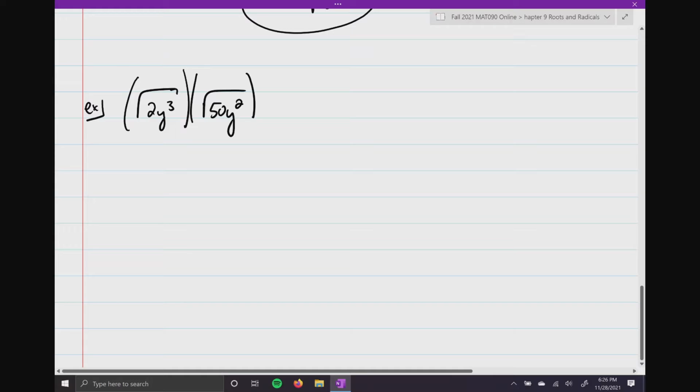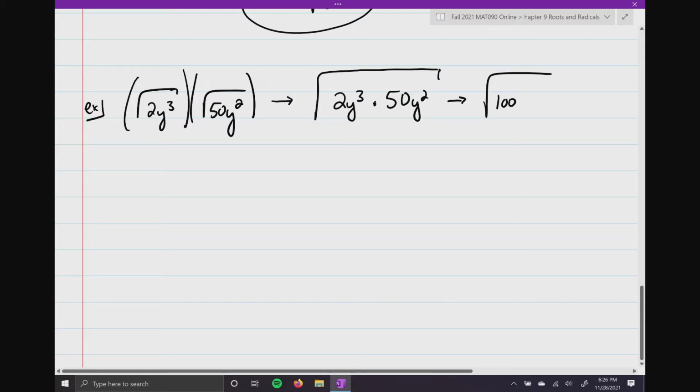Now, this problem, once again, you can go directly into writing one big radical. Write the square root of 2y to the third times 50y to the second, and you can multiply everything out if you wanted to, which I'm going to do here. 2 times 50 is 100. Y to the third times y to the second is y to the fifth.